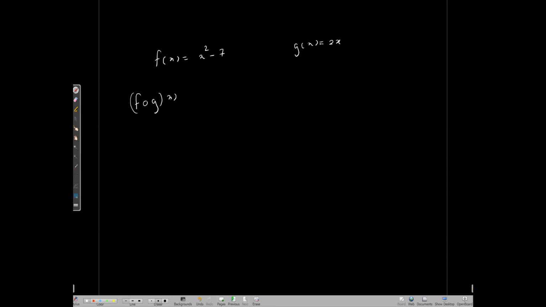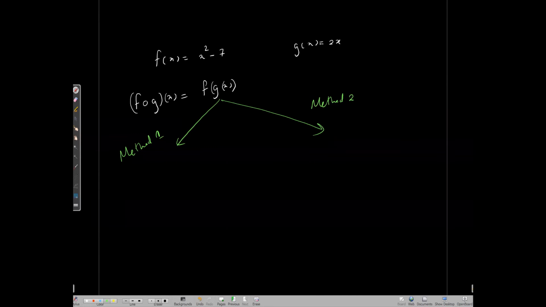By definition, first you need to write down the definition, f of g of x. There are two ways of doing it, so I will teach you both ways: method 1 and method 2. It's up to you to choose your preferred method. Okay, method number 1.